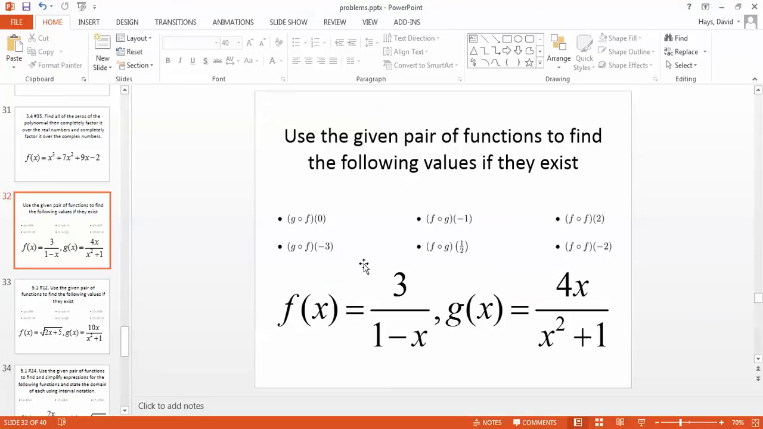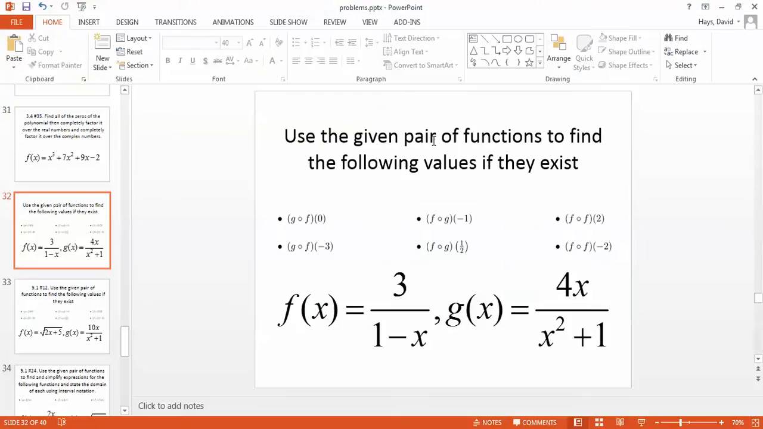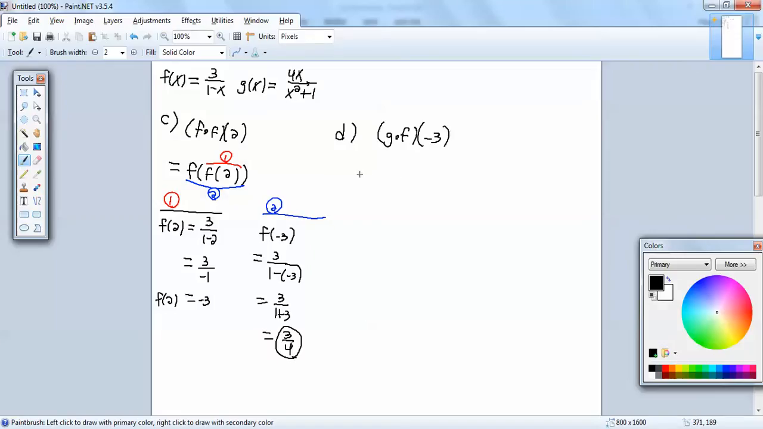Now our fourth part. Let's see. Composition of g and f of negative 3. So we're going to rewrite that as g of f of negative 3. Now we'll focus on the inner first. The f of negative 3. We'll plug that into f of x, so I'm going to have 3 over 1 minus negative 3. Negative negative becomes positive, so that becomes 1 plus 3, or 3/4. And we're then going to focus on the outer.